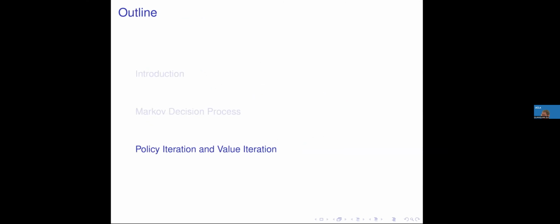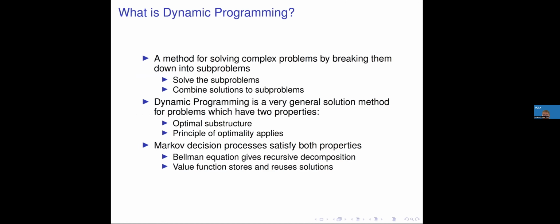Now I'm going to move into the last part of this lecture, which is about the algorithm. We have introduced the basic concepts: the MDP, the return, the value, and the Bellman equation. Given all these basic concepts, a natural question is how to find the optimal policy. This is about planning, and we will use the so-called dynamic programming algorithm to find the optimal policy.